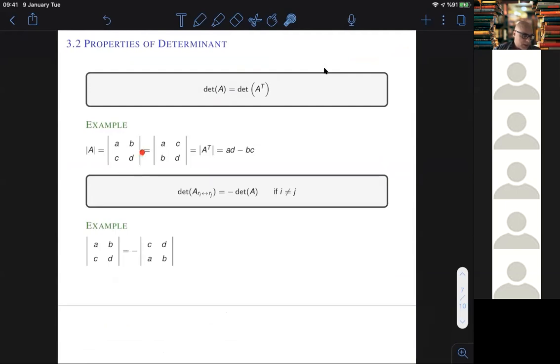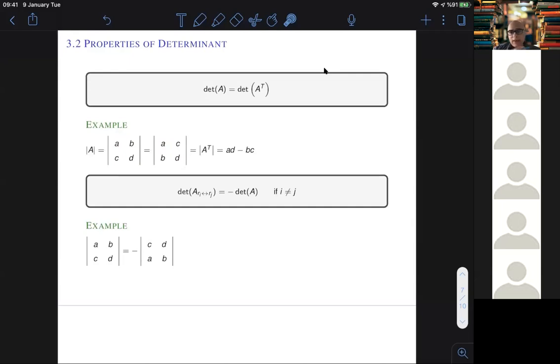So for example, if you take the transpose of this, we get this. And let's see if this is really equal. So this is AD minus BC, and this is AD minus BC. So they are the same. So we showed this for 2 by 2 case.